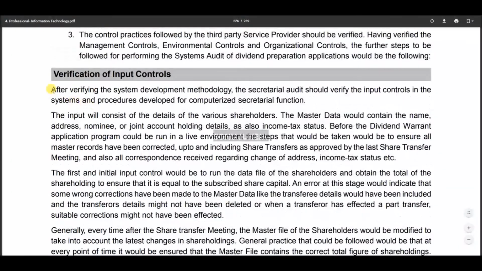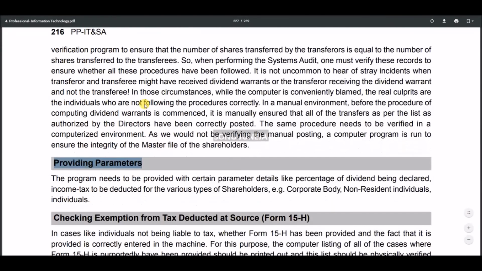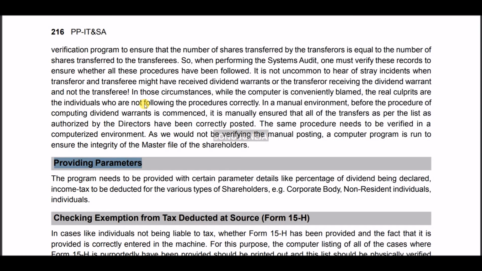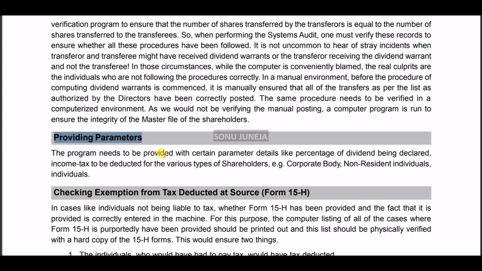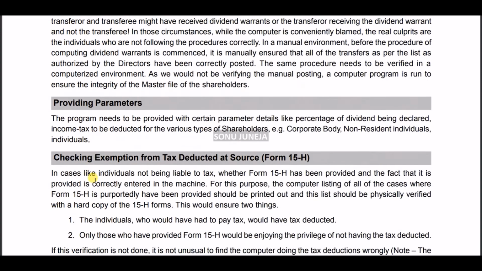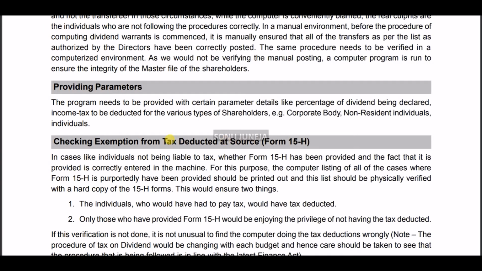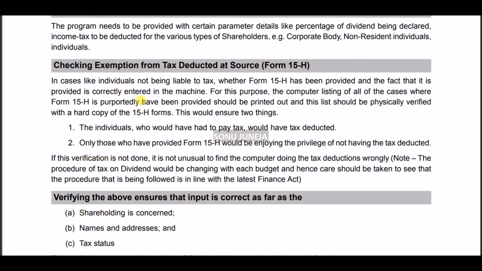The first is verification of input controls, how the inputs are being transferred to the program for which you are about to issue the dividend warrants, and providing the parameters, what all needs to be checked. So the program needs to be provided with certain parameter data like the percentage of the dividend being declared, income tax to be deducted for the various types of shareholders: corporate body, non-resident individual, and individual. Now checking the exemption form, TDS form 15H. In a case like an individual not being liable to tax, where form 15H is provided, the fact that it is provided is correctly entered in the machine.